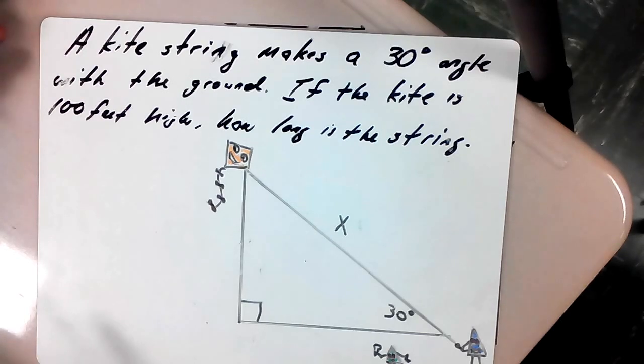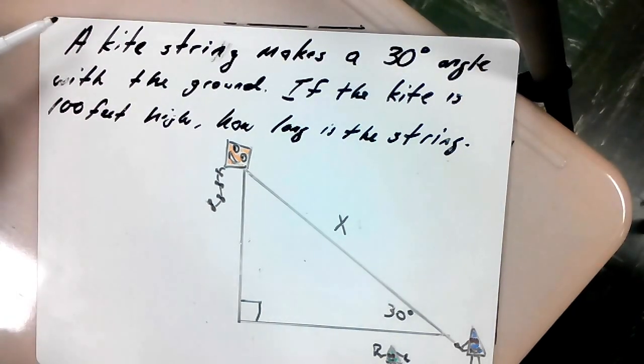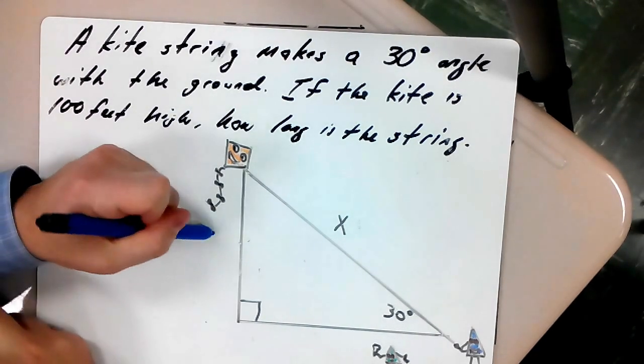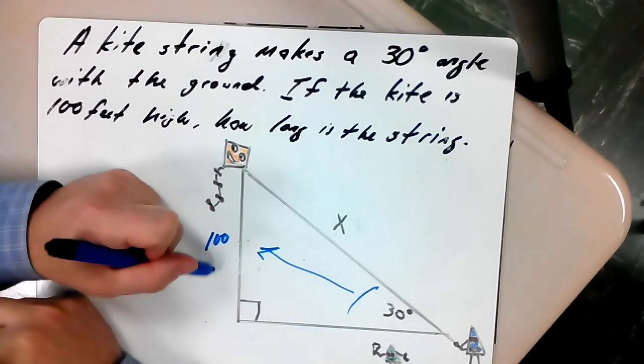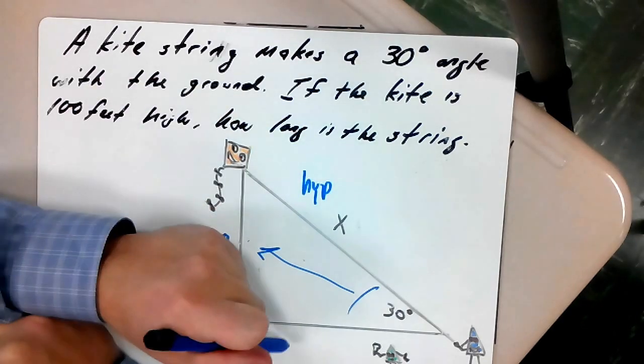All right, last example I'm going to do. I know this is a bit of a long video, but I want to do some extra examples. A kite string makes a 30-degree angle with the ground. If the kite is 100 feet high, how long is the kite string? So I'm going to label my 100 feet right here. Then I'm going to label my triangle: opposite, hypotenuse, and adjacent.